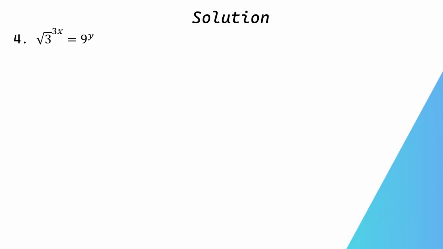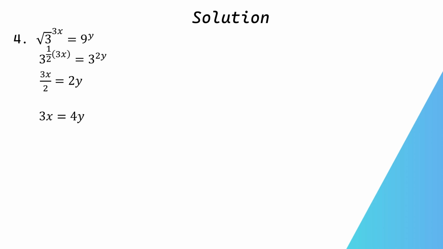Okay, so for the fourth question, we have root 3 to the exponent 3x equals 9 to the exponent y. Let's express it as a common base. What would that do for us? So let's express it as a base of 3. And we know root 3 equals 3 to the exponent half and 9 equals 3 squared. So we have 3 to the exponent half multiplying 3x equals 3 to the exponent 2y. We have 3x on 2 equals 2y. Since the bases are the same, we can equate the powers. Okay, so we have 3x equals 4y.